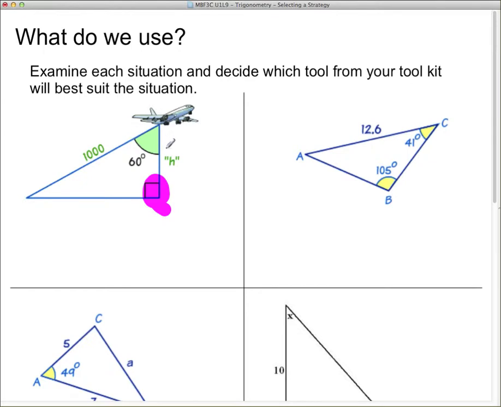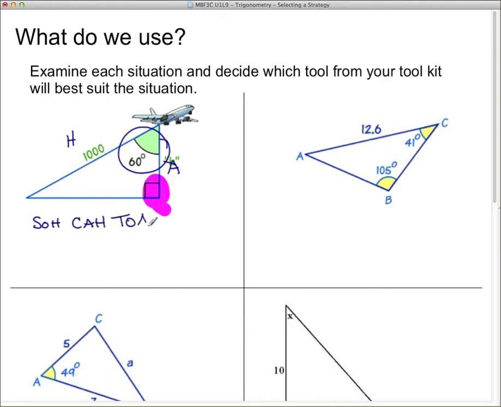So I'm going to look at the primary trig ratios. Remember, I have to circle the angle and think of the sides. So the sides that are here that I need information about, this side is adjacent and this side is hypotenuse. Remember SOHCAHTOA?